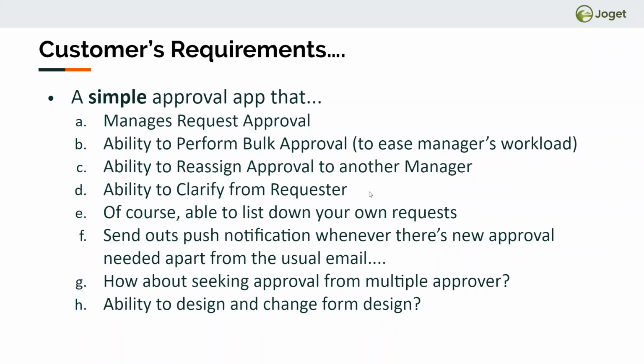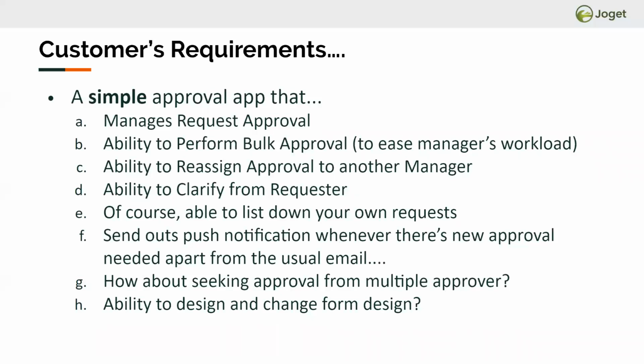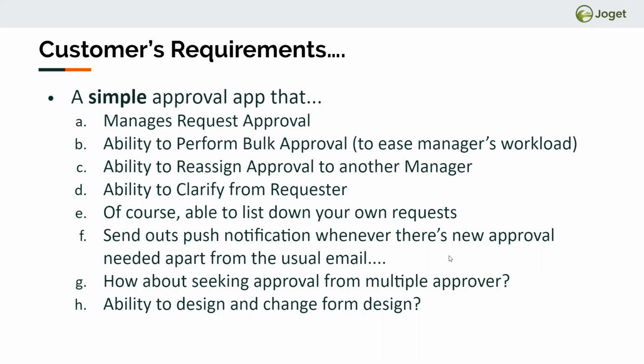So there are lots of back and forth. So you can imagine there would be a loop there. And of course, point E, the requester himself, herself would be able to list down their own requests. So this is like basic requirements here. And finally, we have also learned about the PWA push notifications. So is it possible for us to also incorporate that as part of our process flow earlier?